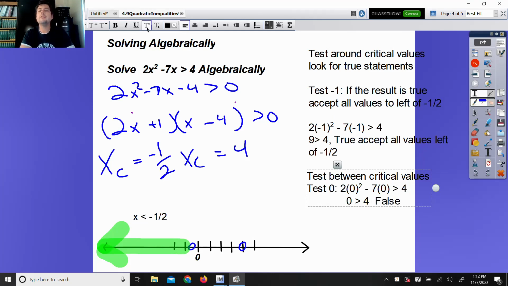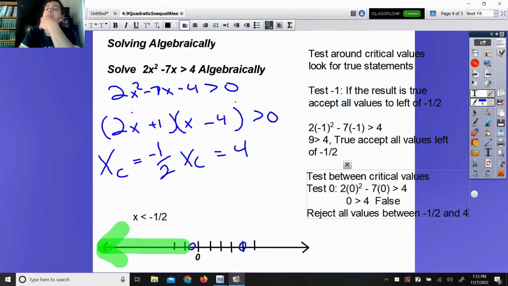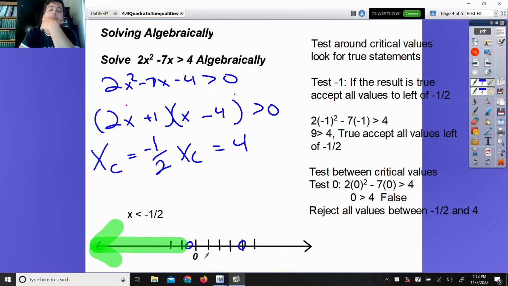So what are we going to do with all the values between negative 1/2 and 4? Accept them or reject them? Reject all values between negative 1/2 and 4. And you could have plugged in any number in there. I hope you get that. Any number would have generated a false statement. So none of this matters at all.